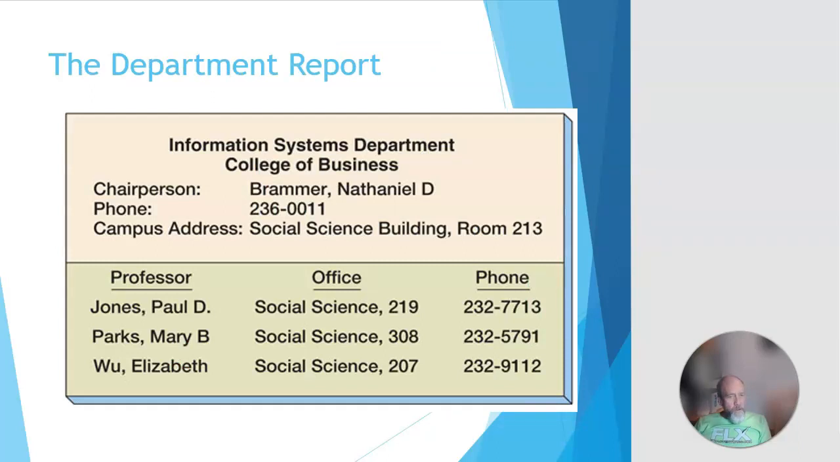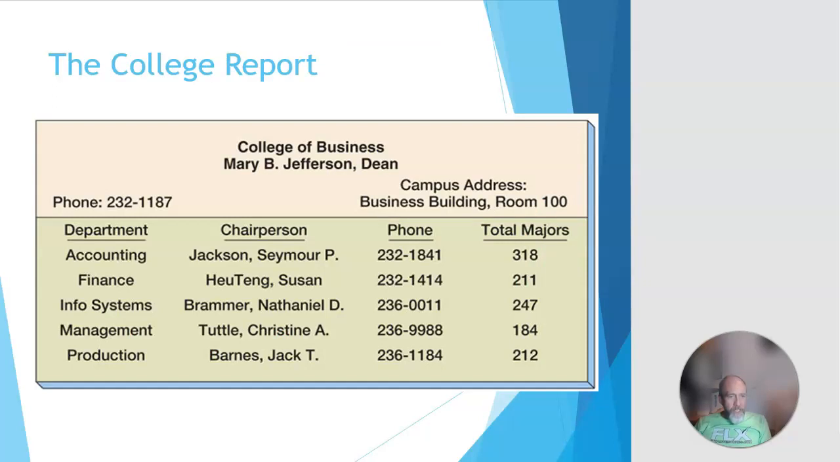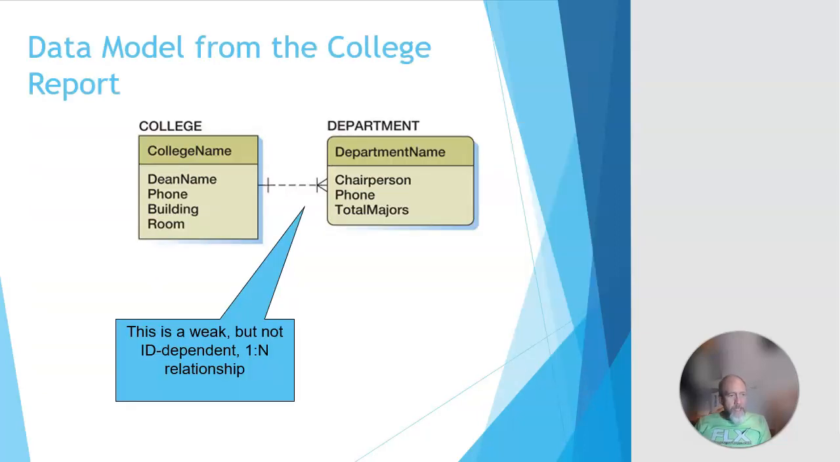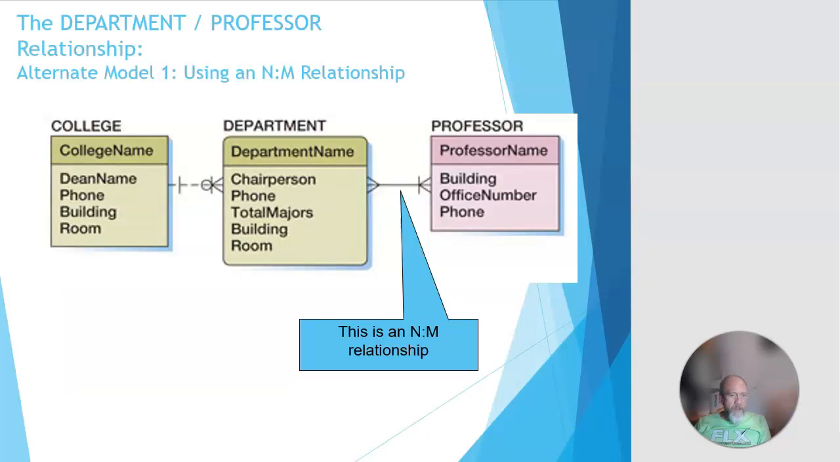Now, if we go one step further and look at the report, if we go back here to the college, you had accounting, finance, info systems, management, and production as the departments. We took the header information and made that an entity. We took each individual row and made that its own entity, and then developed a one-to-many relationship. Now we've got the departments, which have their specific information, and more information, which is the individual professors' offices and phone numbers that are in it. So now we've got some information that goes one step further.